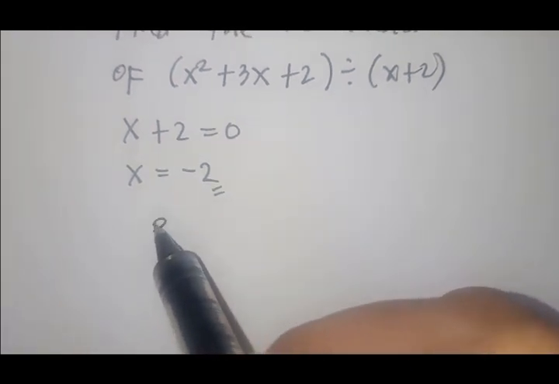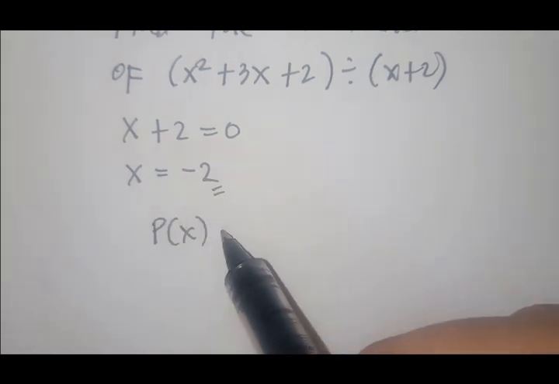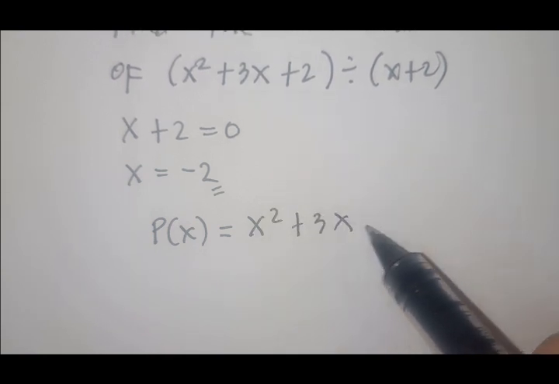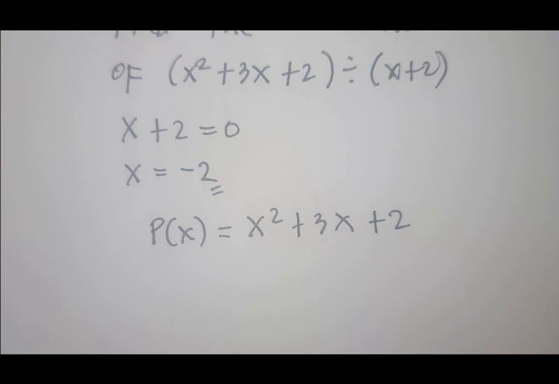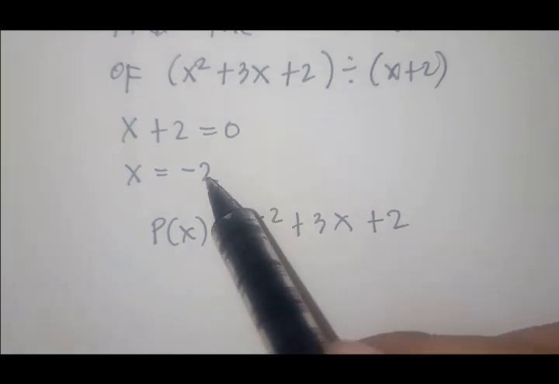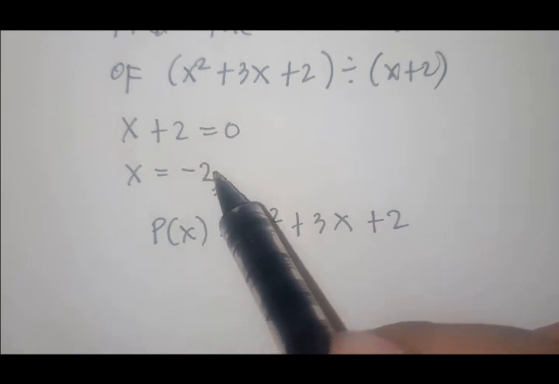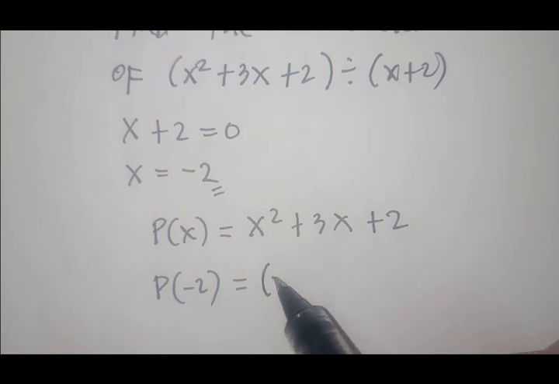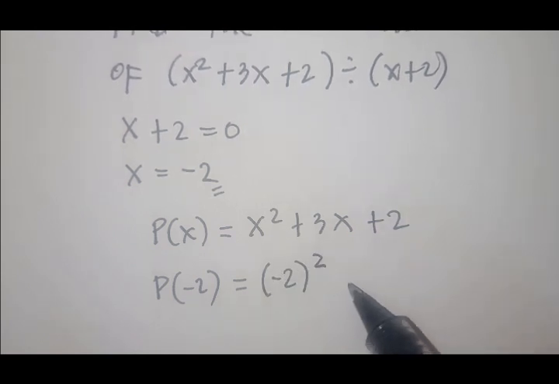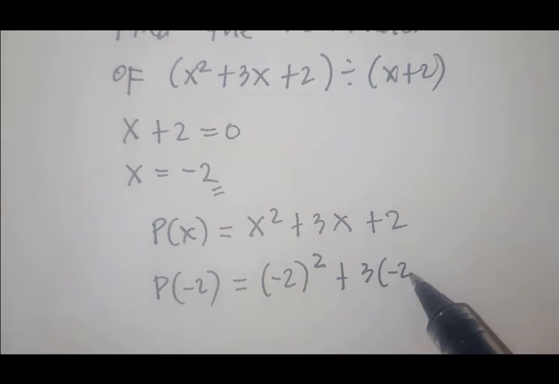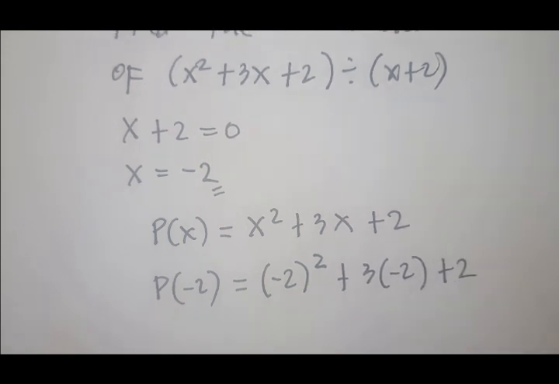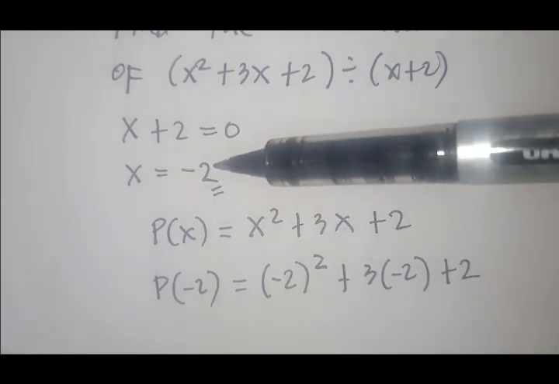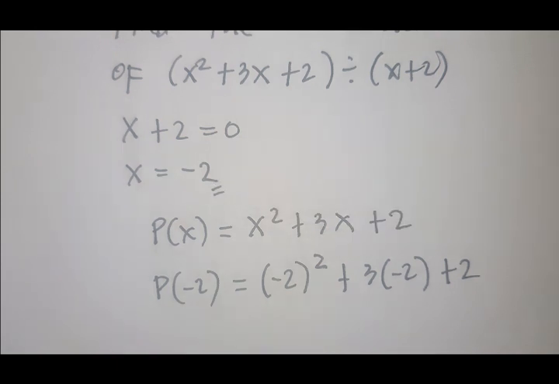So, we have P of X as the equation, kasi variable X yung ginamit natin, equals X squared plus 3X plus 2. Okay? So, ang assumed value ng X natin ay negative 2. So, we have P of negative 2 equals negative 2 squared plus 3 times negative 2 plus 2. So, ano yung ginawa natin? Sinubstitute lang natin yung nakuha nating value ng x from your divisor. Okay?